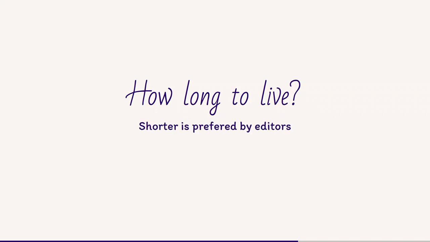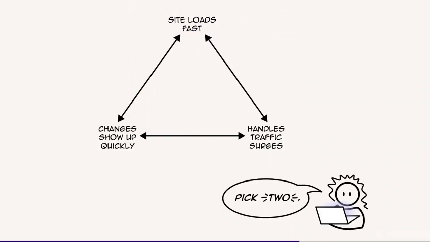Shorter is preferred by editors, but longer is preferred by operations. Editors want things to show up on the page fast, but operations are like, please stop doing that. The servers are melting. So remember, you only get to pick two of these. You can't have them all.